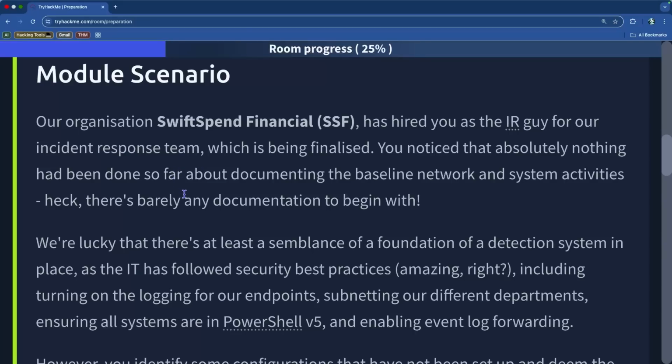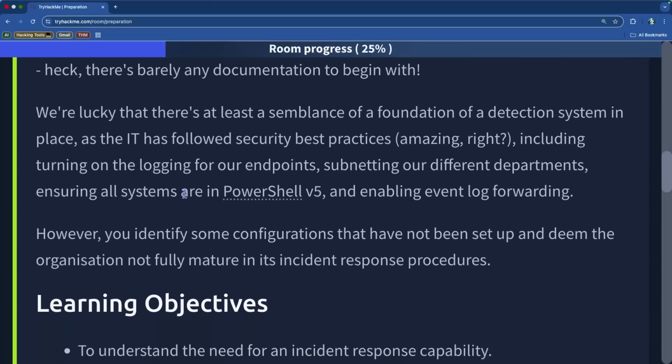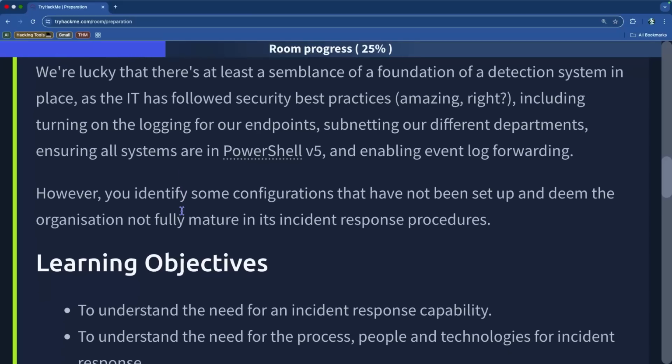You notice that absolutely nothing has been done so far about documenting the baseline network and system activities. There's barely any documentation to begin with. We're lucky that there's at least a semblance of a foundation of a detection system in place, as IT has followed security best practices, including turning on the logging for our endpoints, subnetting our different departments, ensuring all the systems are on PowerShell version 5, and enabling event log forwarding.